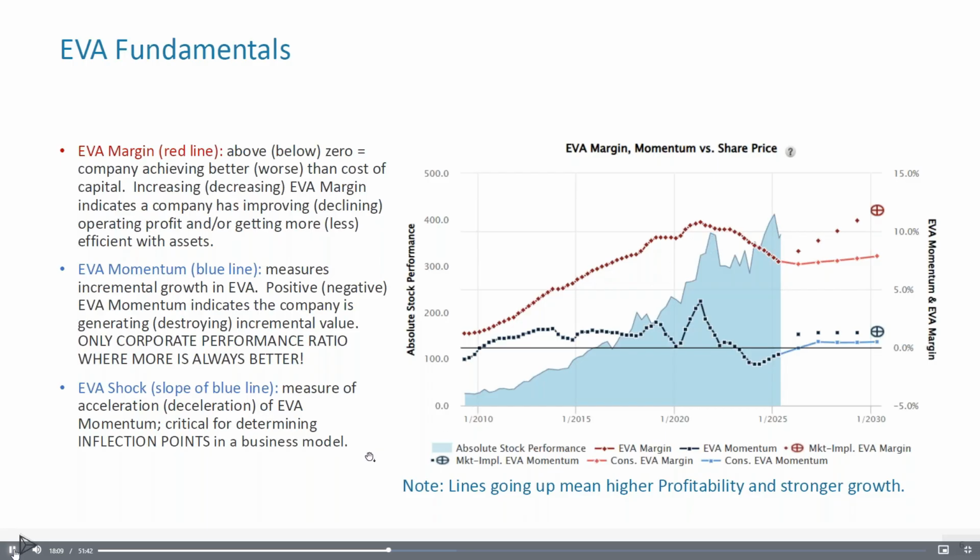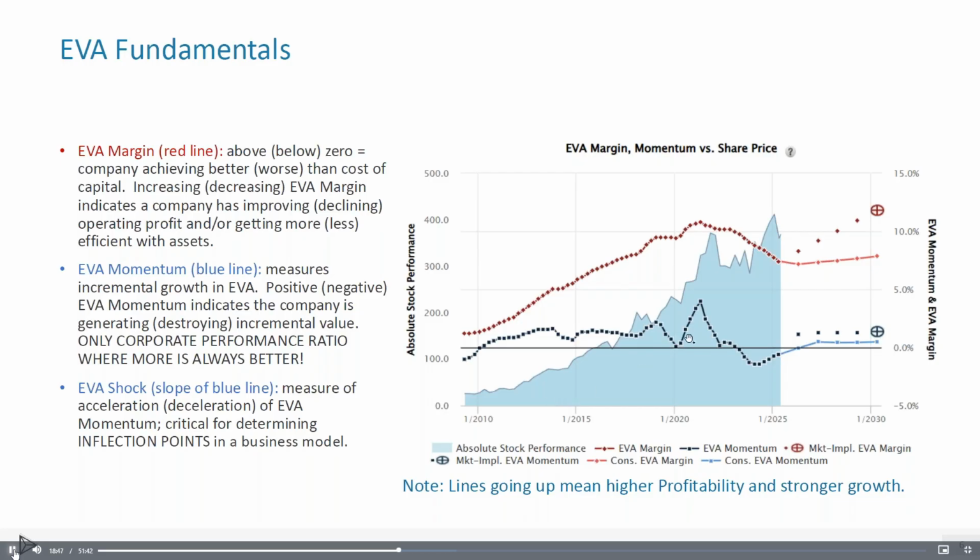We also then think about EVA shock. So that's the last bullet point here. And EVA shock represents a change in direction of EVA momentum. And it's really important in terms of understanding if something is accelerating or decelerating. And we really use this a lot for investment timing, particularly looking for a positive inflection. And you can see that positive inflection at a couple of points on this slide, when EVA momentum starts to decelerate, but then you see a positive upkick.